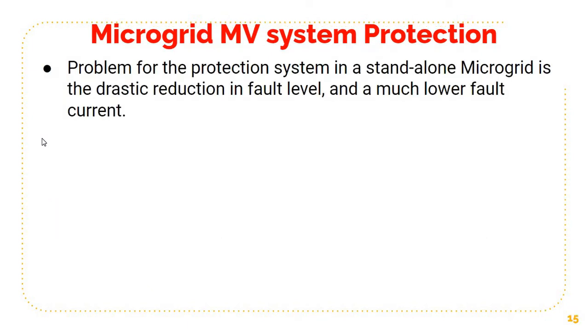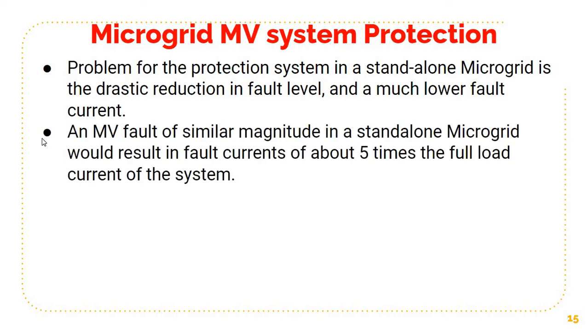Now the problem of the protection system in this islanded mode of the microgrid is, whenever the microgrid is islanded, there is a drastic reduction in fault current. So the fault current will be much lower than when it is grid connected. So an MV fault of similar magnitude in a standalone microgrid would result in fault currents of about 5 times the full load current of the system only. So the fault currents are very, very low.